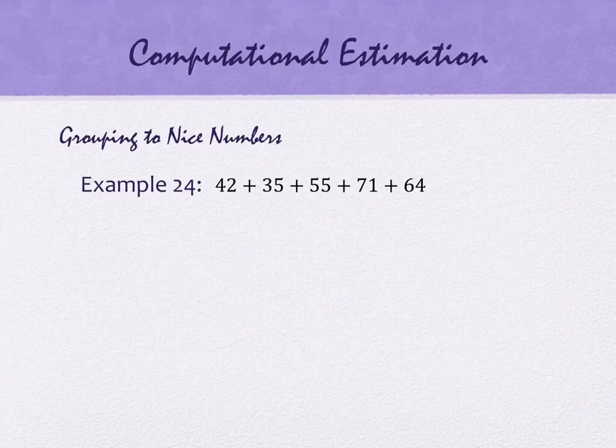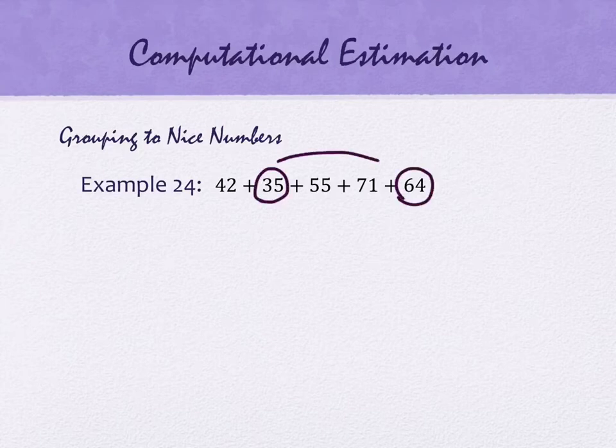Grouping to nice numbers, same kind of an idea. Instead of trying to make compatible numbers perfectly, you're trying to make them approximately. So somebody give me two numbers that approximately, when combined, are compatible. 35 and 64. Is that what you said, Hannah? These two make approximately what? Approximately 100. Any others?